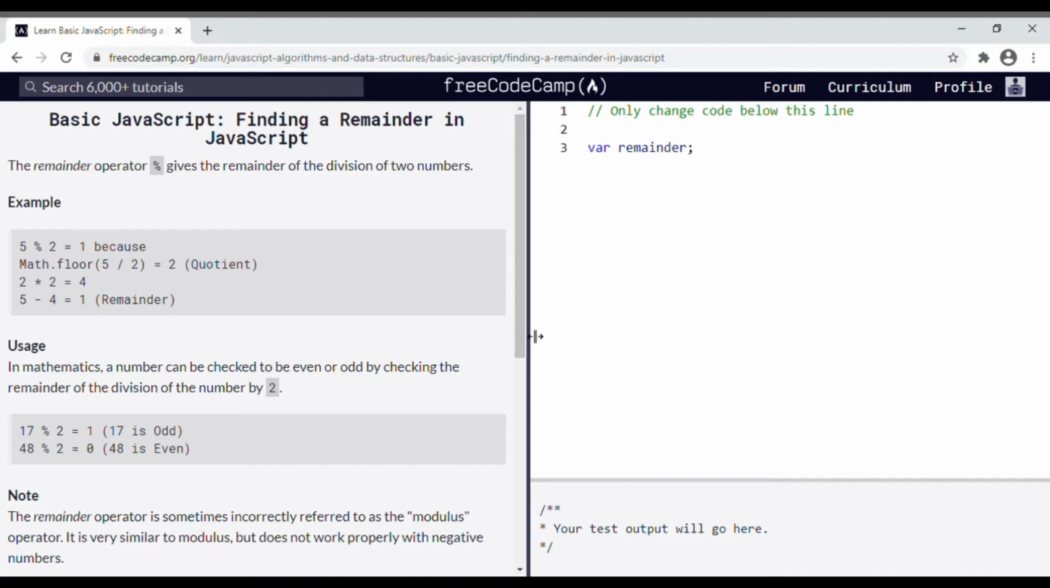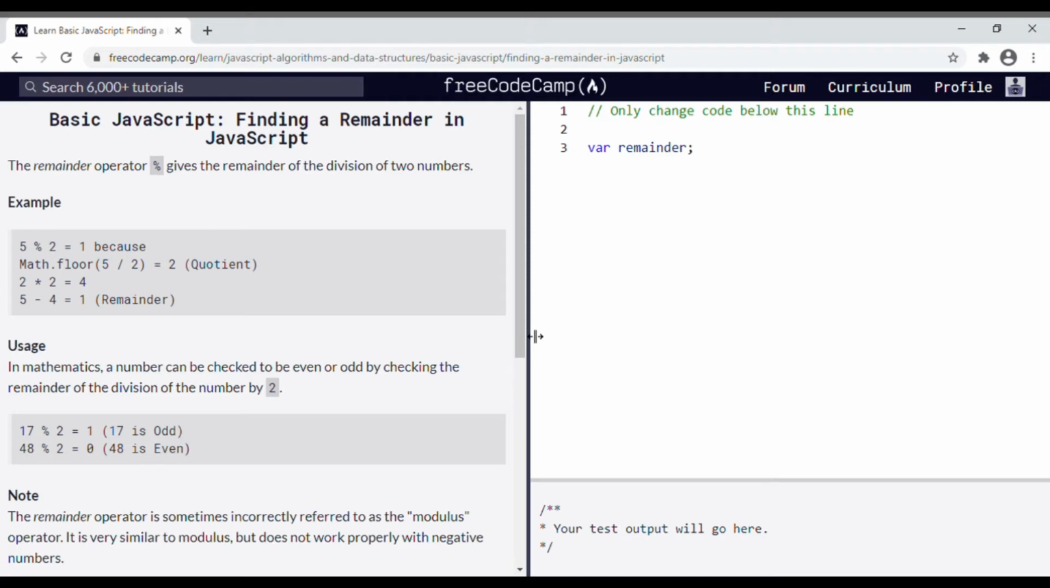So the example there says 5 % 2 equals 1 because Math.floor(5 / 2) equals 2, which is the quotient. 2 times 2 equals 4. 5 minus 4 is 1, and 1 is the remainder. Okay, let me go over that again. 5 remainder operator 2 equals 1 because... Oh, and then it broke it down. Right. 2 times 2 equals 4. Yeah, okay. So the remainder of that, yeah.